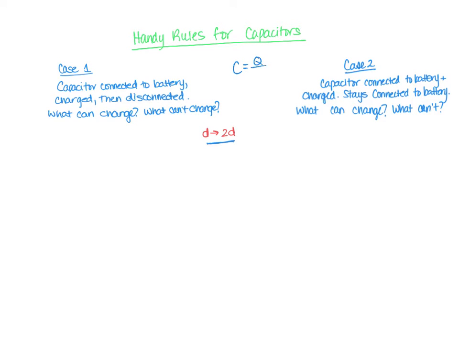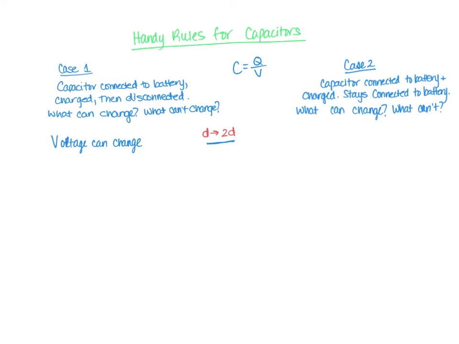In this situation, it's important to understand what quantities about the capacitor can change and what quantities can't. Just for reference, let's put the expression for capacitance here: it's charge over voltage. So when we disconnect the capacitor from the battery, what can change is the voltage. The reason is that the battery would have maintained the voltage between the two plates, but in the absence of the battery, there isn't anything to keep that potential difference constant.